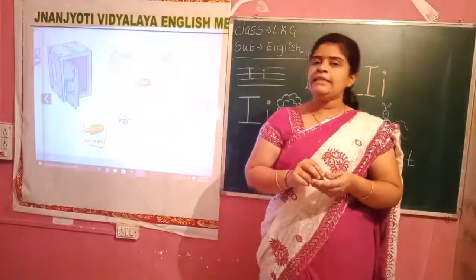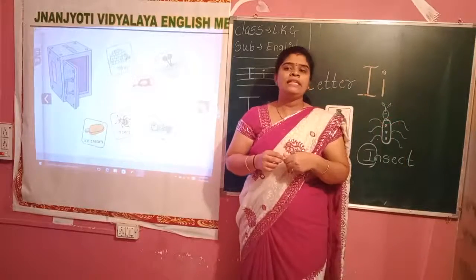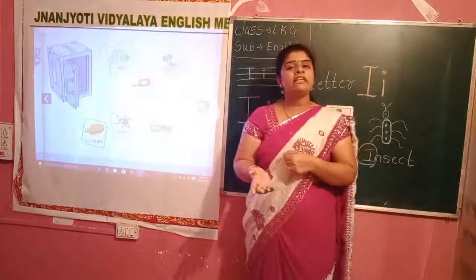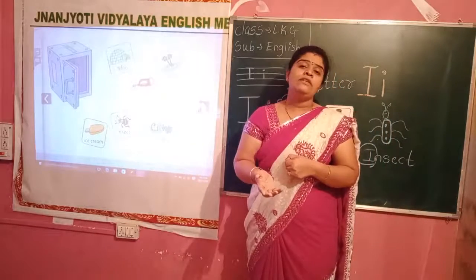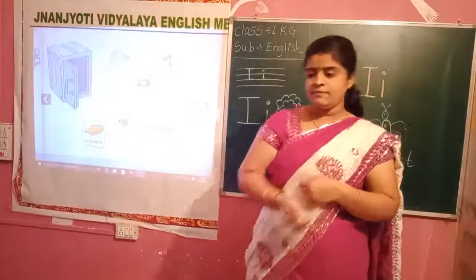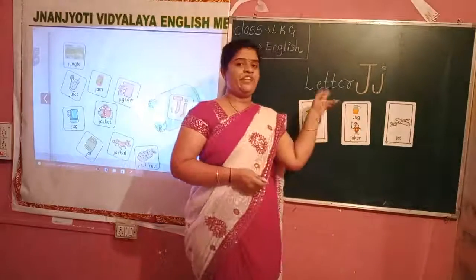Okay, children? Then we start the new letter, that is J. After the I, which letter will come, children? Yes, after the I, the letter J will come. Okay, children? Yes, children? Next letter is J.